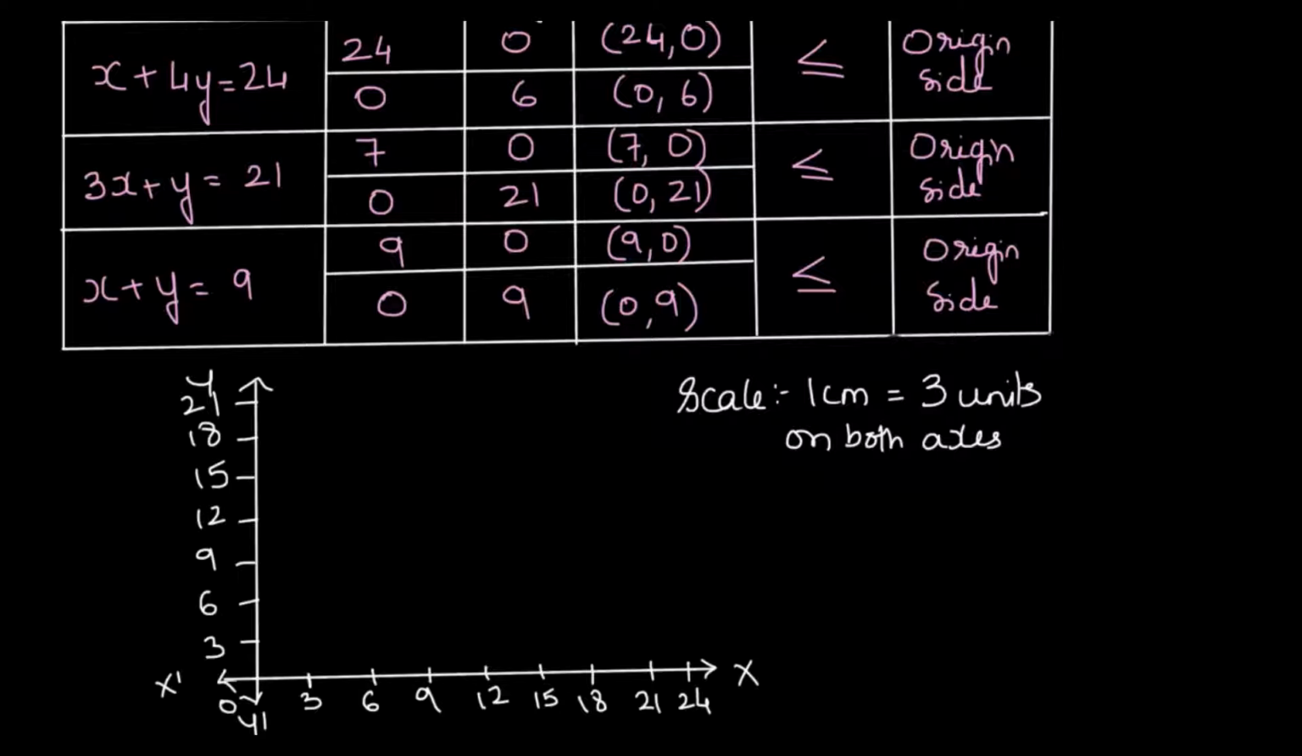Now we go on to plot the points. In this case, the first point 24, 0 for the first line becomes the point over here. The second one 0, 6. So with the help of these 2 points, let us first draw the first line. The first line comes out somewhat like this. We should also remember to write the equation of the line there itself so that we know which line we are talking about. So over here it is x plus 4y is equal to 24.